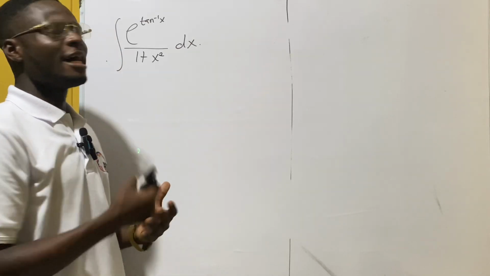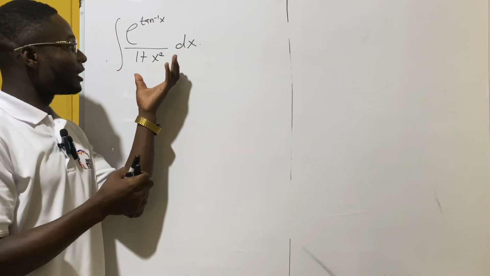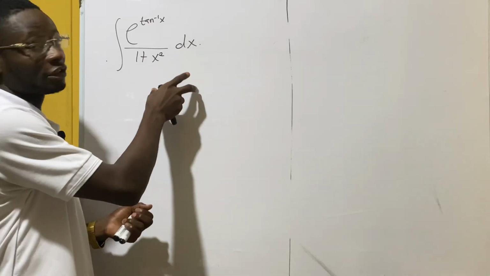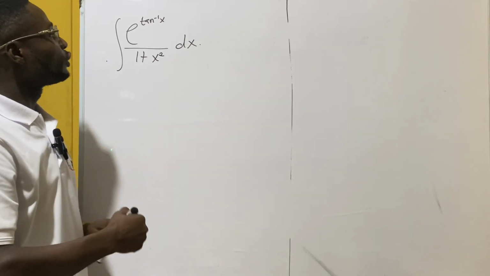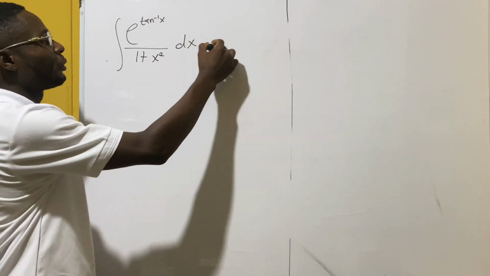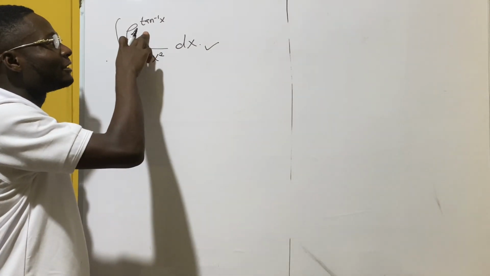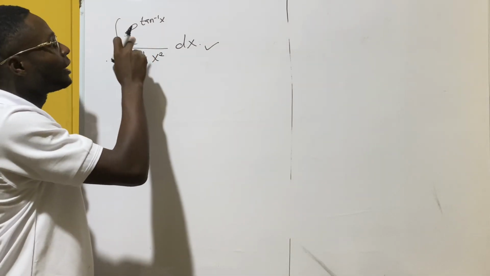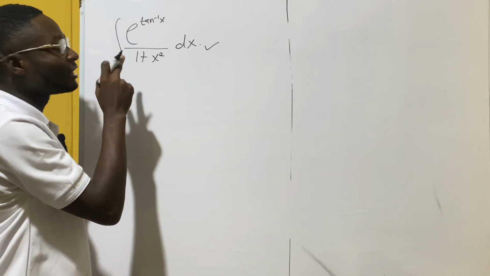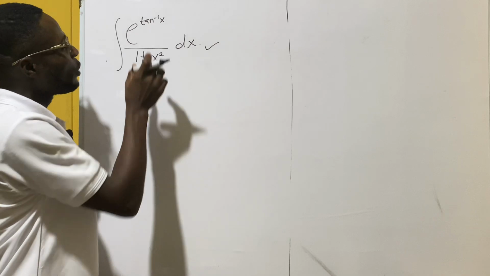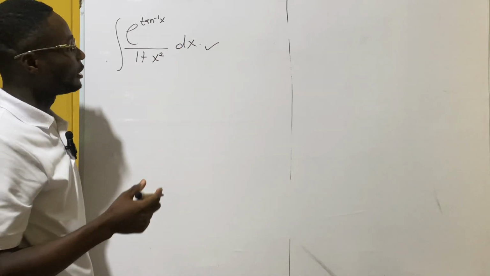How we can express this particular integrand, or how we can integrate this particular function we have right here. Okay, so from here, we know that the exponential function e power tan inverse of x, we can integrate this straight away.